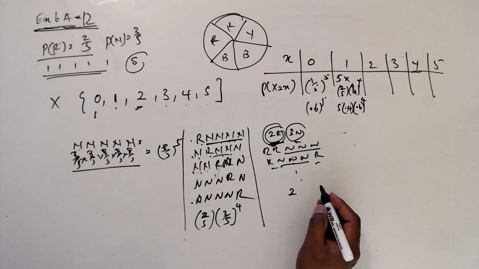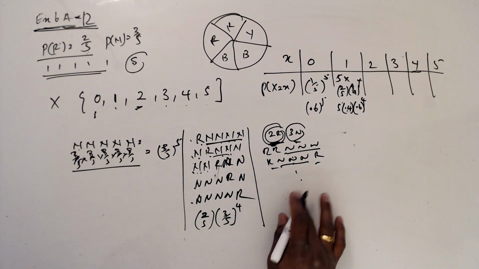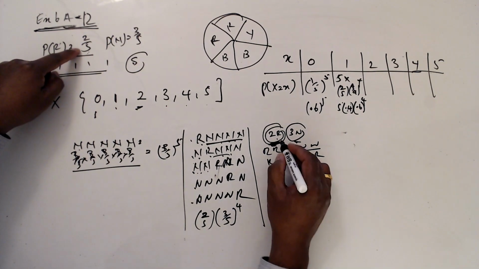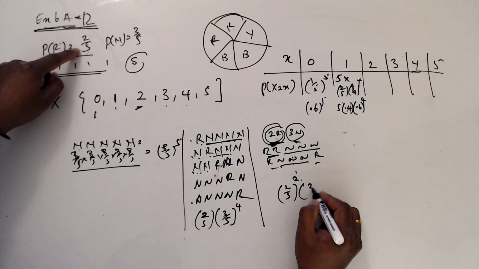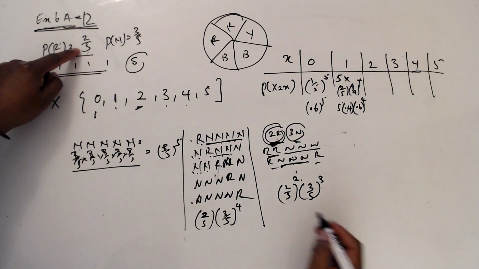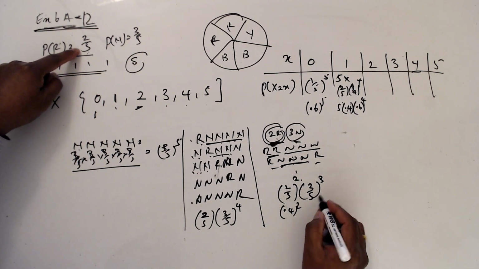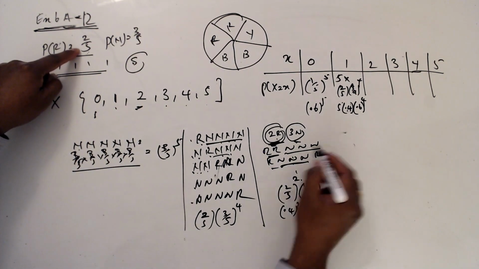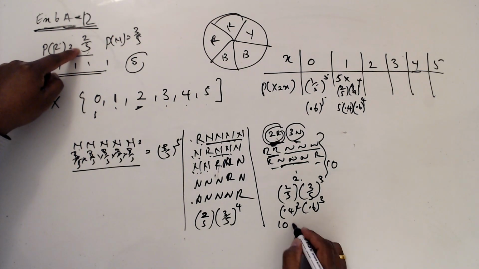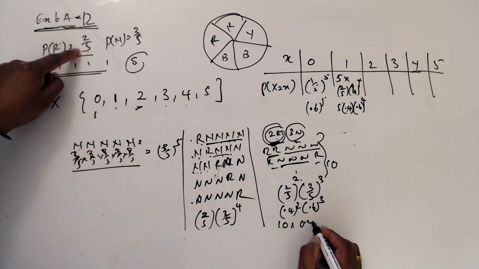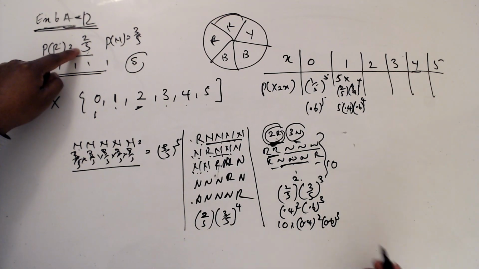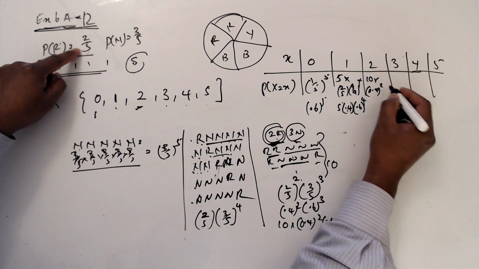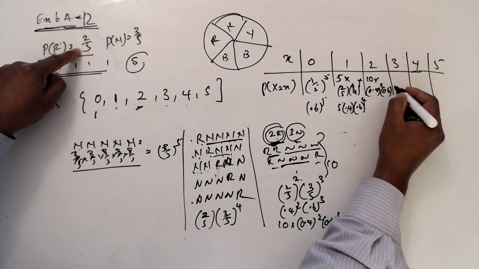This is 2 reds. It means getting red is 2 over 5. And how many 2s? 2 squared, and 3 over 5, 3 no's. So this is going to be 0.4 squared times 0.6 cubed. So how many times will you get that? 10 times. So this is going to be 10 times 0.4 squared times 0.6 cubed.